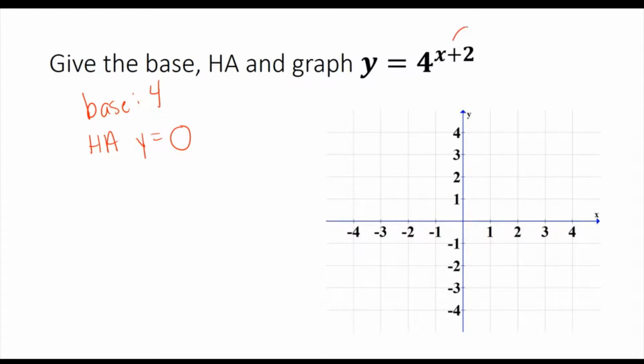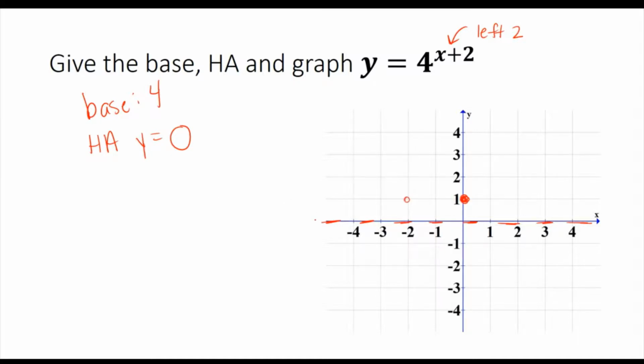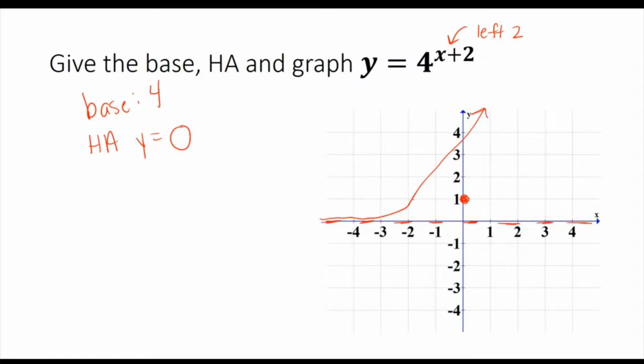If I wanted to graph this by transformations, this plus 2 means I need to move left 2. So start by plotting your horizontal asymptote. 0, 1 is always my starting place, but I do need to move it left 2. And then you will start by being flat against your horizontal asymptote and curve up through that point. There you go. Okay, let's move on to logarithms.